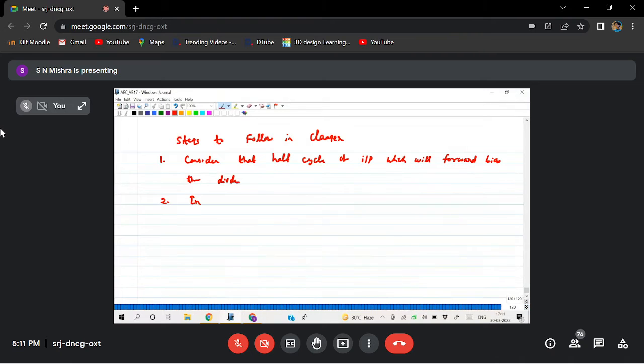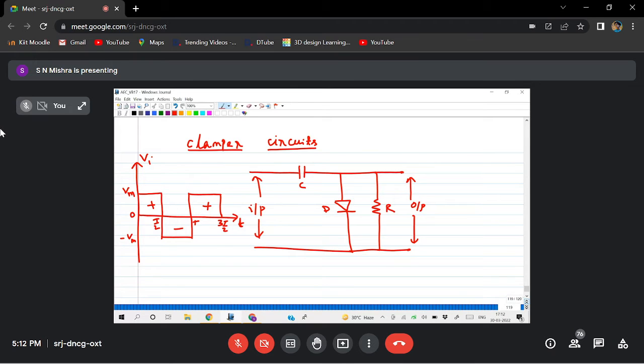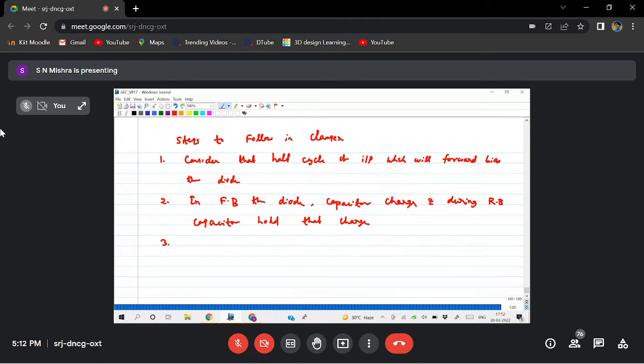Now, second step: in forward bias of the diode, the capacitor charges, and during reverse bias the capacitor holds that charge. That means when the diode is forward biased, current will flow across the diode and the capacitor will charge. And for the opposite half cycle, the diode is off, which means the capacitor will hold that charge. You have to assume that one.